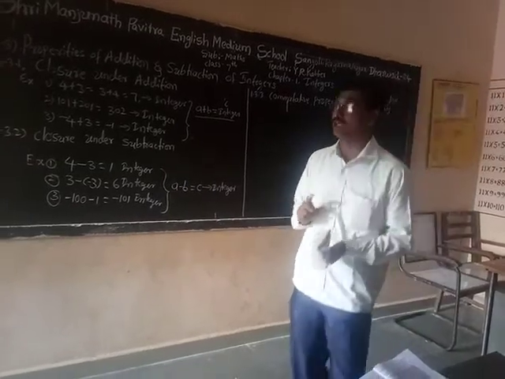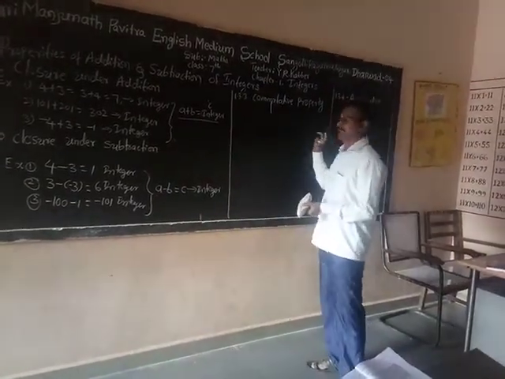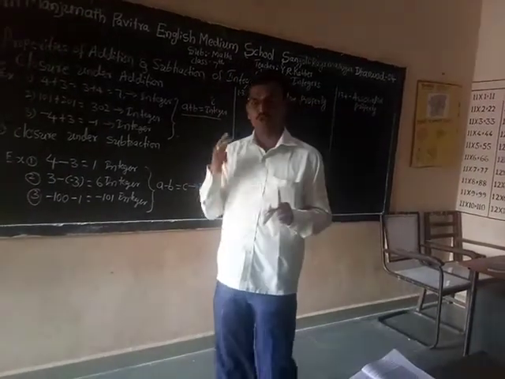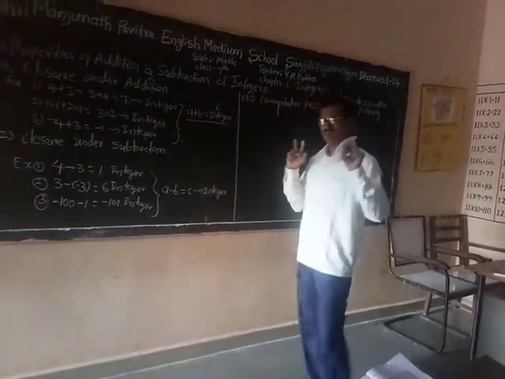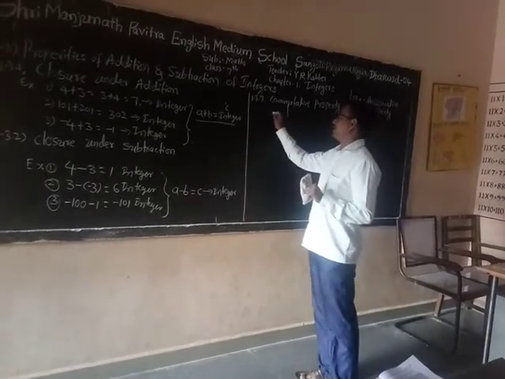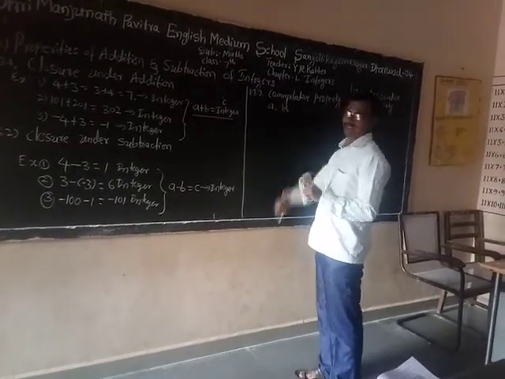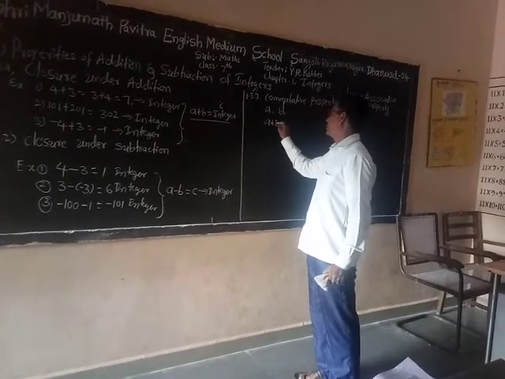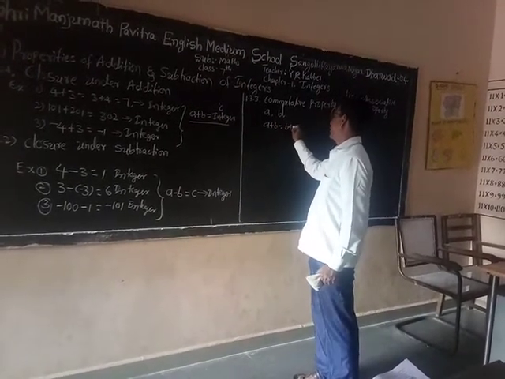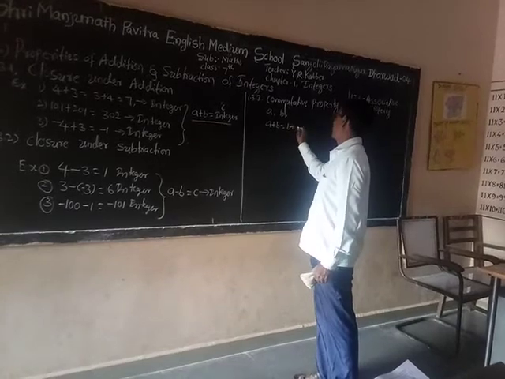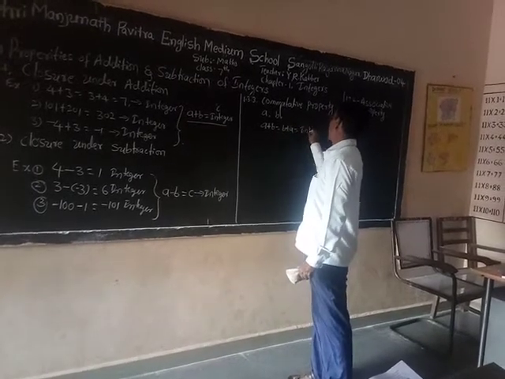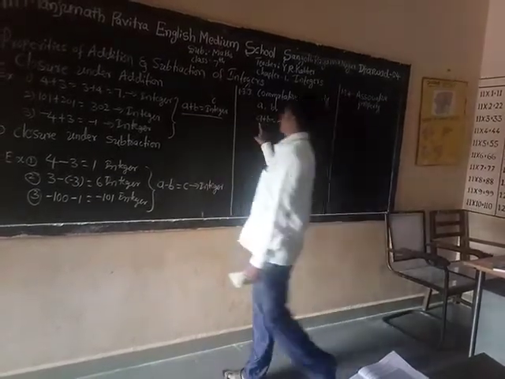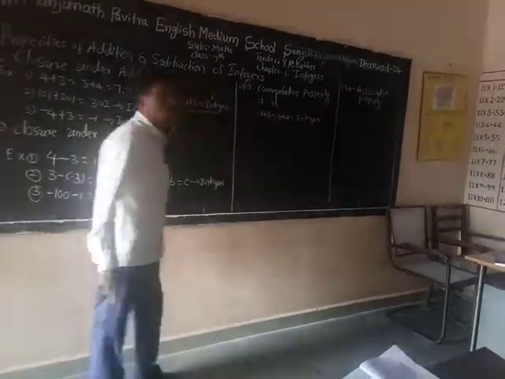This is a very important property in your mathematics. Once you learn it, you should keep understanding it throughout your life. Here, a is one integer and b is the other integer. According to this property, a plus b is equal to b plus a, and we get another integer. This property is known as the commutative property.